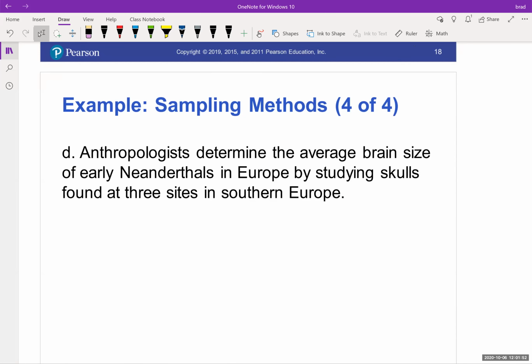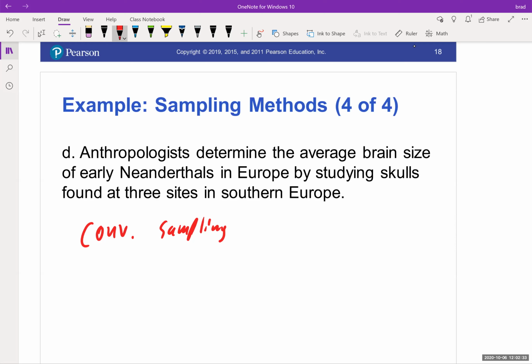Anthropologists determined the average brain size of early Neanderthals in Europe by studying skulls found at 3 sites in Southern Europe, okay? So let's see what we got on this. Now, this sounds like convenient sampling, but sometimes it's not, sometimes it's not.